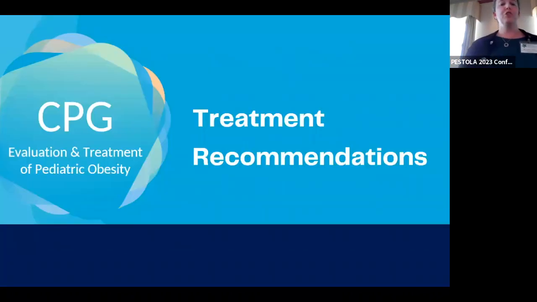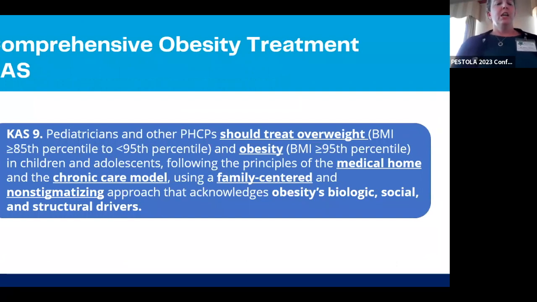So now moving to treatment recommendations. Key action statement 9 is the overarching, summarizing key action statement about treatment. It includes the principles of the chronic care model and emphasizes an informed family-based approach that acknowledges the biologic, social, and structural drivers of obesity in order to promote a non-stigmatizing approach, which is central to all treatment.